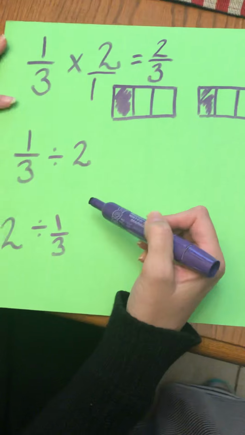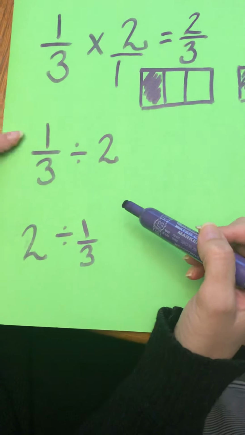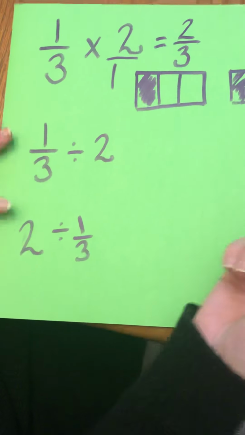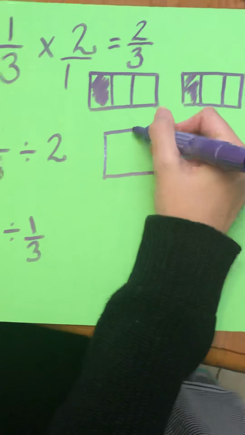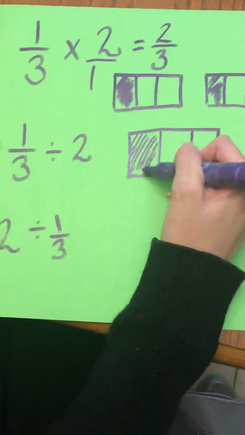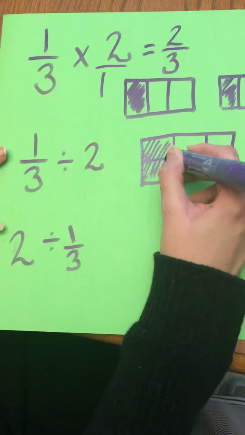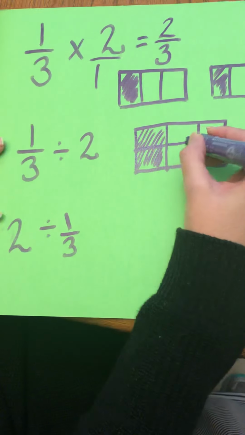Now, then we moved on to dividing with fractions. So this problem, it kind of looks similar, but now I've got 1/3 divided by 2. So a model of this one would show just 1/3. And then I'm going to divide that in 2. And to see how many total pieces, I'm going to use my entire model.